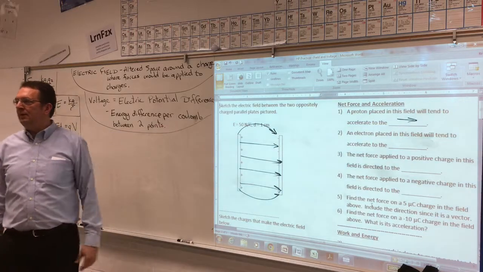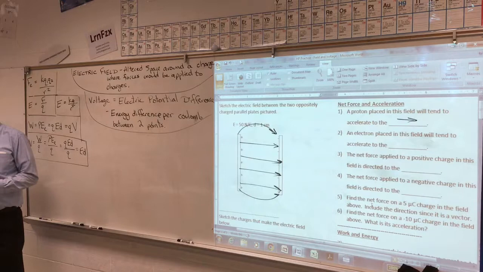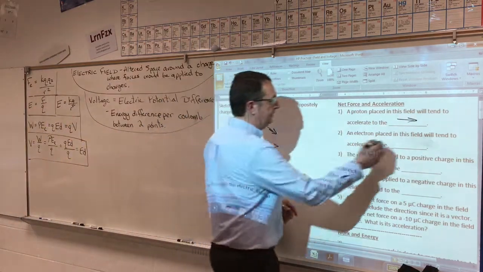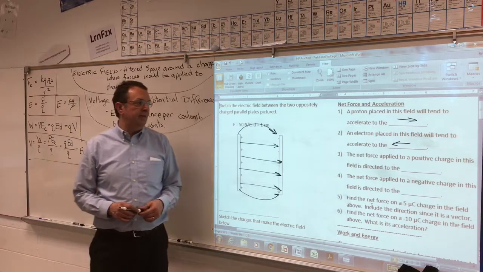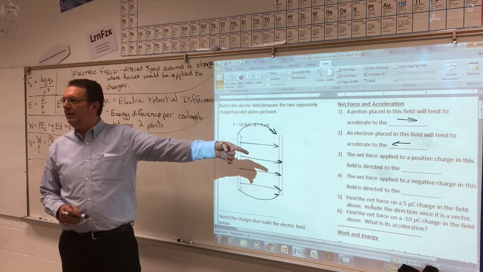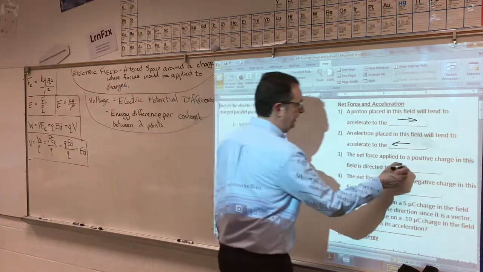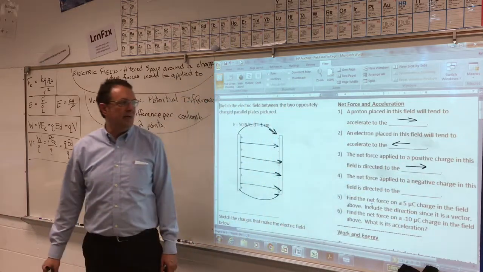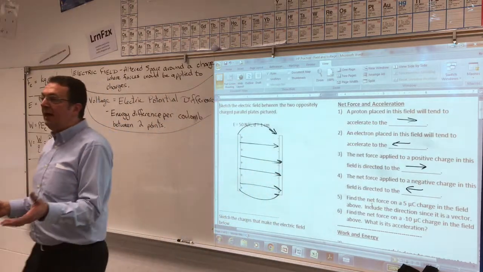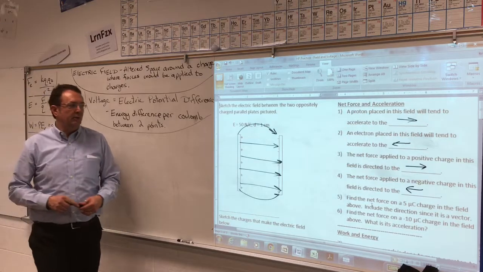And question number 2. What's that say, Justin? The electron placed in this field will tend to accelerate to the left. Net force applied to a positive charge in this field is directed to the, let's see, net force, but positive charge is the same as a proton, right? So if it says proton, if it says positive charge, it's going to be the exact same answer. And then the net force applied to a negative charge. So the general rule: the force applied to a positive charge will be with the field, and the force applied to a negative charge will be against the field.